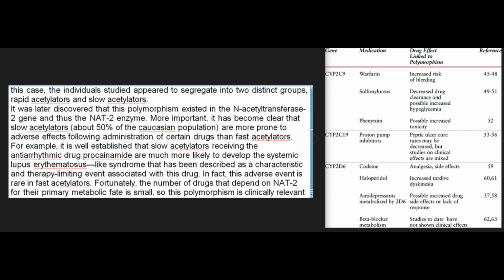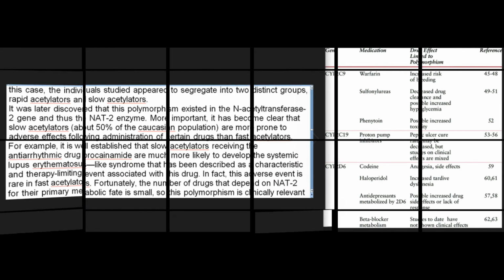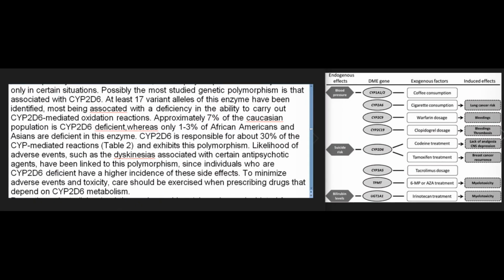For example, it is well established that slow acetylators receiving the antiarrhythmic drug procainamide are much more likely to develop the systemic lupus erythematosus-like syndrome that has been described as a characteristic and therapy-limiting event associated with this drug. In fact, this adverse event is rare in fast acetylators. Fortunately, the number of drugs that depend on NAT2 for their primary metabolic fate is small, so this polymorphism is clinically relevant only in certain situations.